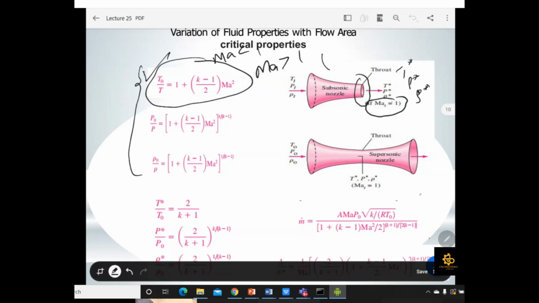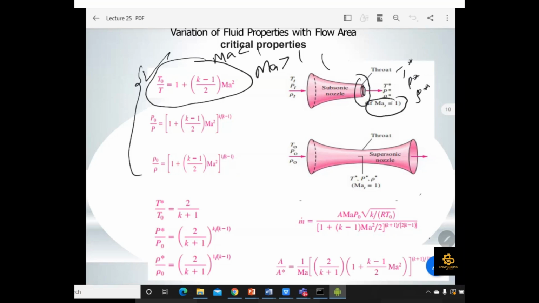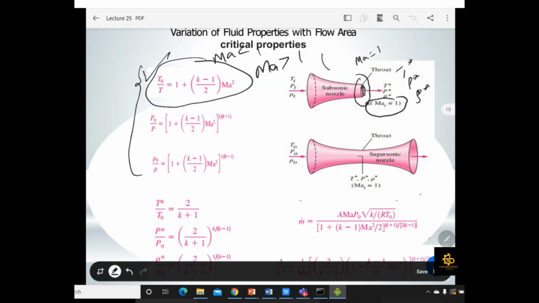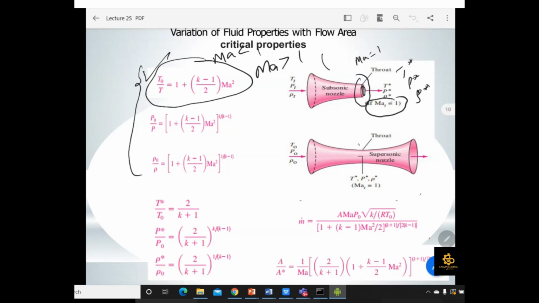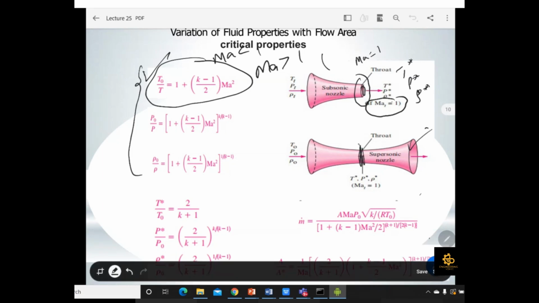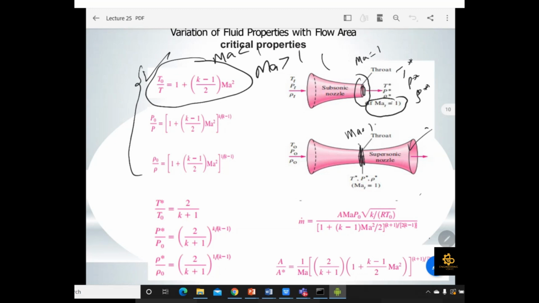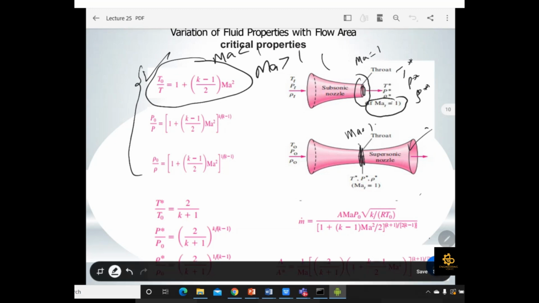Your Mach number is mostly equal to 1 at the throat. In the case of a nozzle, for example a converging-diverging nozzle, this is your throat, and at this point your Mach number becomes equal to 1. So whenever you have to calculate a property at the throat, you can say that these are the critical properties.